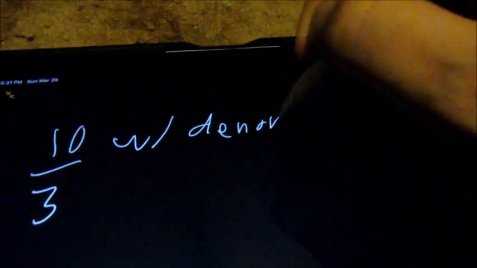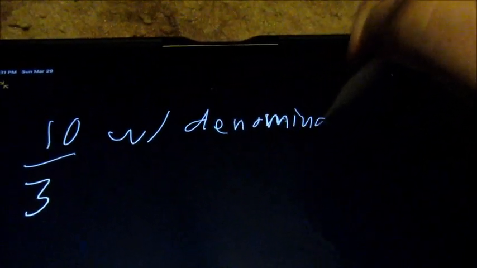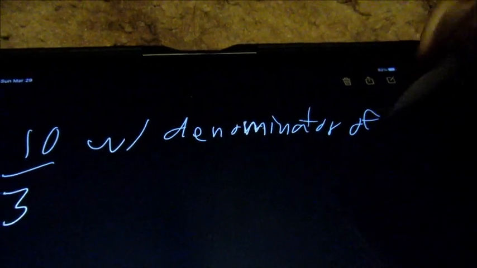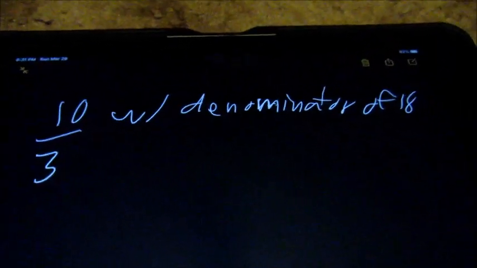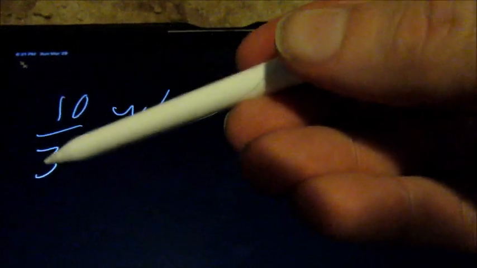There's going to be some of these where you are going to what I call unreduce, and that's what we're going to use later when we have to add and subtract fractions. So let's say that we have a number 10/3 and we want it with the denominator of 18. So what we're going to do is, how many times does 3 go into 18?